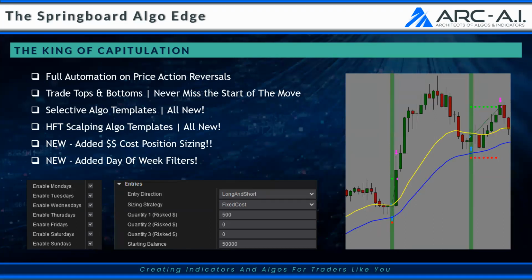Full automation on price action reversals. You could trade tops and bottoms. You can trade trends and pullbacks based on deeper pullbacks or however deep you want it to be. You have a max number of bars you could look at even. Selective algo templates, high frequency templates, dollar cost averaging on your positions.